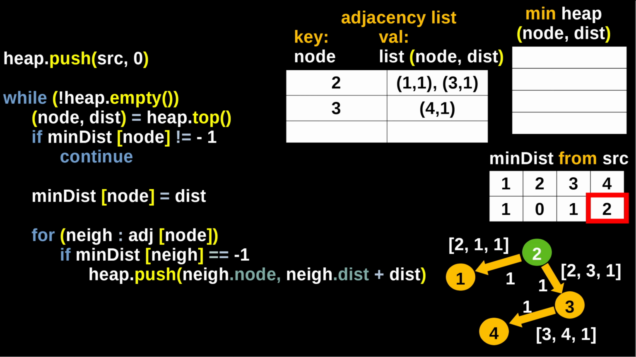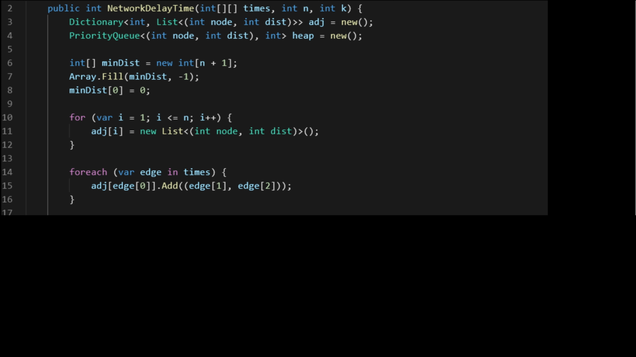Now that we've talked about the pseudocode, let's talk about real code. Here is the C# implementation. You can find this code in the GitHub links below, and you can convert that to any language of your choice. This is C# code, so we have a dictionary where we're going to store the adjacency list, and we have the priority queue, which is the min heap. The minimum distance table will be in the form of an integer array. Because the nodes are 1 to n, that's why the array size is n plus 1.